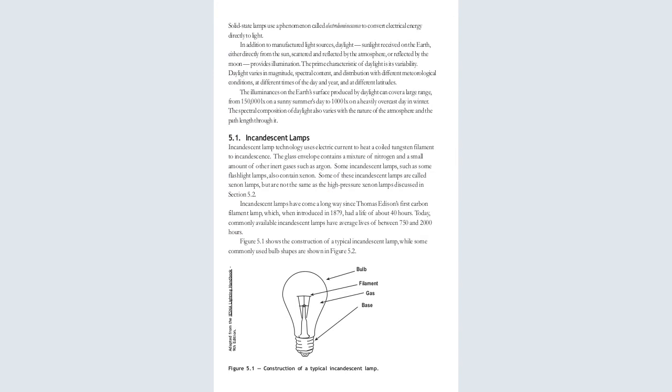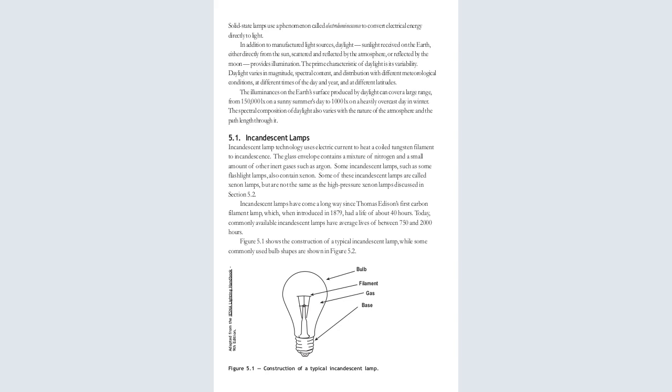Now, incandescent lamps: we can see the incandescent lamps here. The incandescent lamp technology uses electric current to heat a coiled tungsten filament to incandescence. You can see these are the normal bulbs that we have, the normal lamps, the Philips that we use, called the normal bulb holder bulbs. The glass envelope contains a mixture of nitrogen and a small amount of inert gases such as argon.